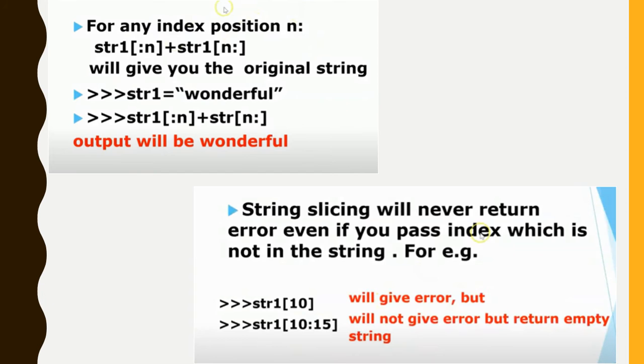Now some facts about string slicing. For any index position n, string from beginning to n and from n to the end, if you concatenate, will give the original string. Suppose wonderful, if you give colon n and n colon, the output will be wonderful. So this you have to remember. String slicing will never return an error even if you pass an index which is not in the string. For example, string of 10 will give an error, but string 10 to 15 will not. Now let us move to the string functions and methods.